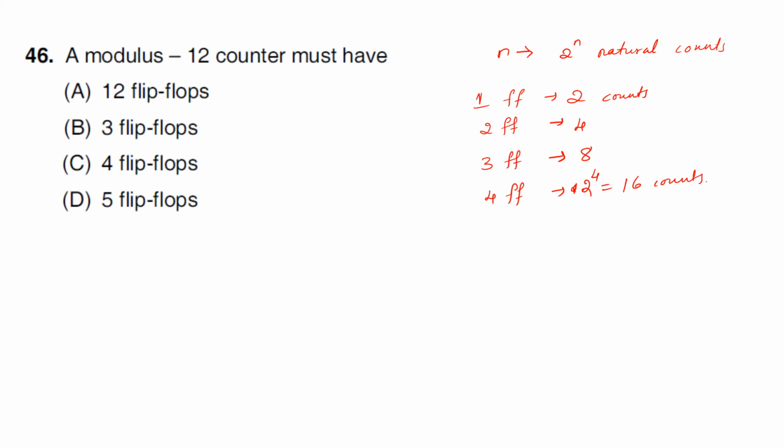Therefore a mod 12 counter must have at least 4 flip-flops. Option C is correct.